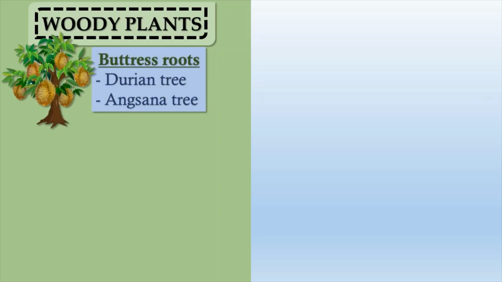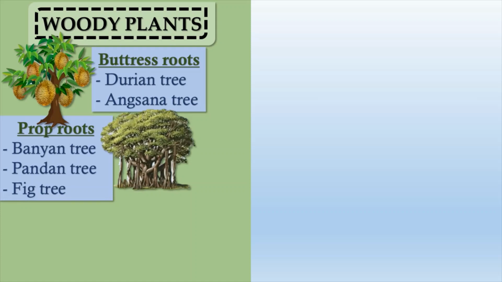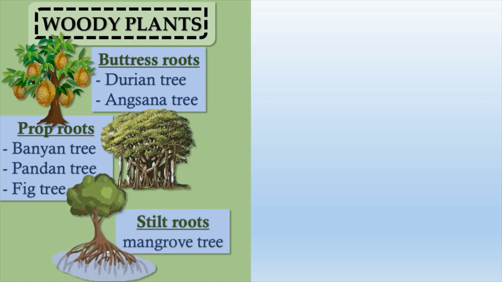Different plants have different special structures to provide support. For woody plants, buttress roots are found in big and tall trees such as the durian tree and angsana tree. Prop roots are roots that grow from stems or branches into the soil. This type of root is present in the banyan tree, pandan tree, and fig tree. The stilt roots support mangrove plants which live in the swamps.